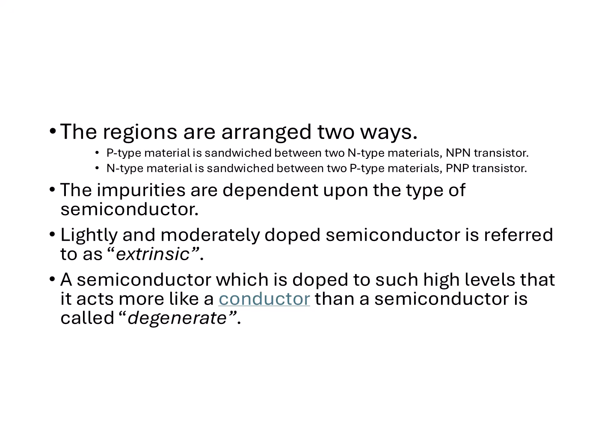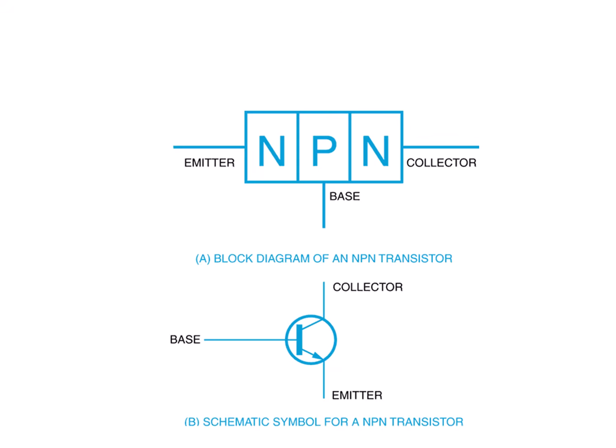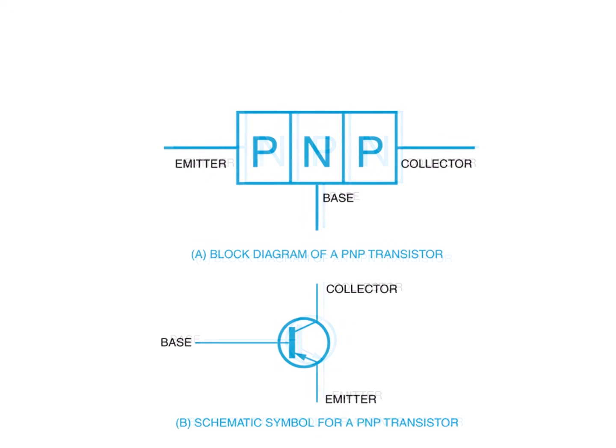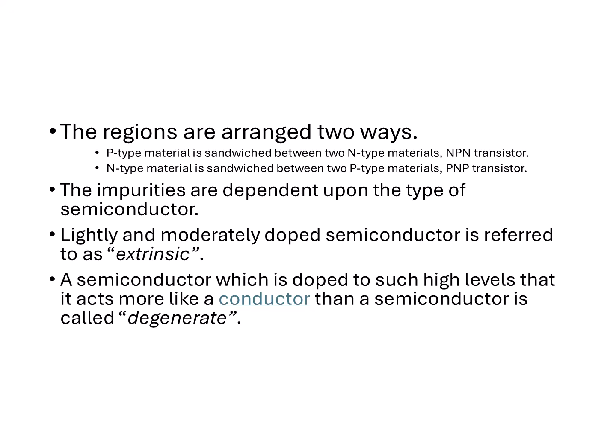The regions in a transistor are arranged in two ways. P-type material is sandwiched between two N-type materials. This is called an NPN transistor. Also, N-type material is sandwiched between two P-type materials. This is called a PNP transistor. A lightly and moderately doped semiconductor is referred to as extrinsic. A semiconductor which is doped to such high levels that it acts more like a conductor than a semiconductor is called degenerate.